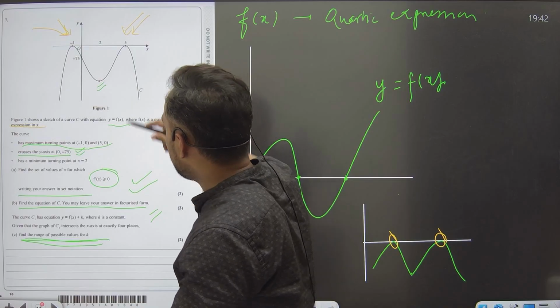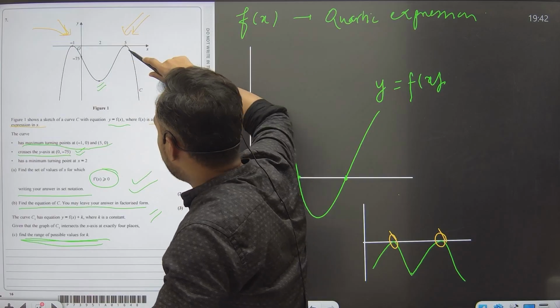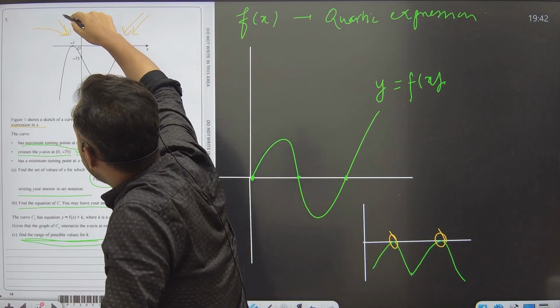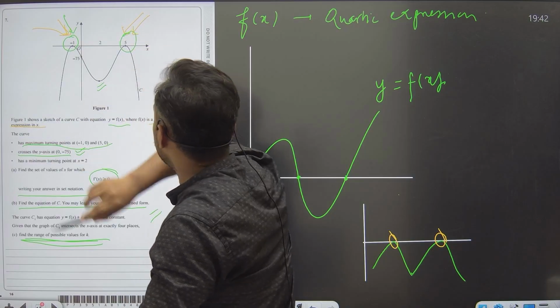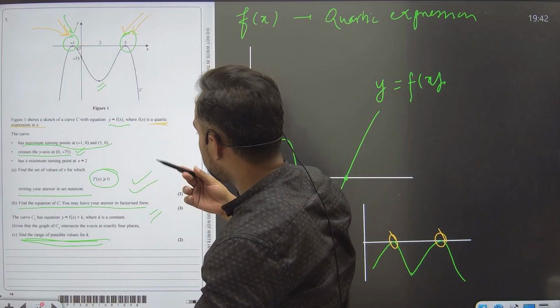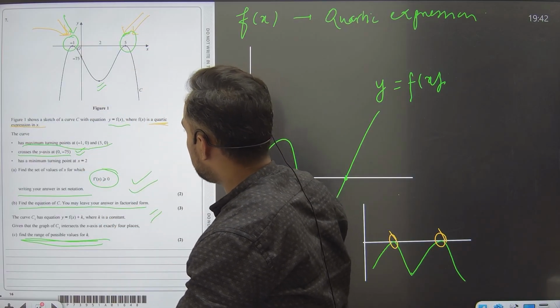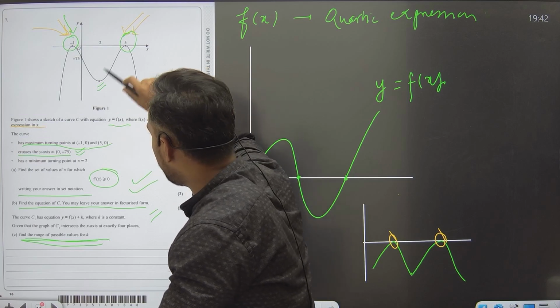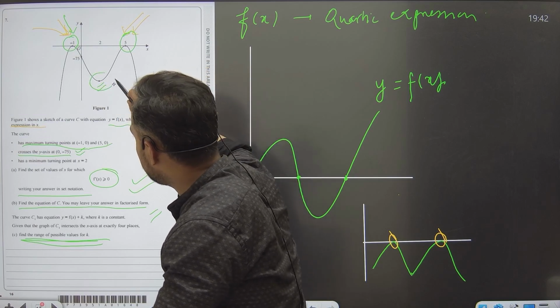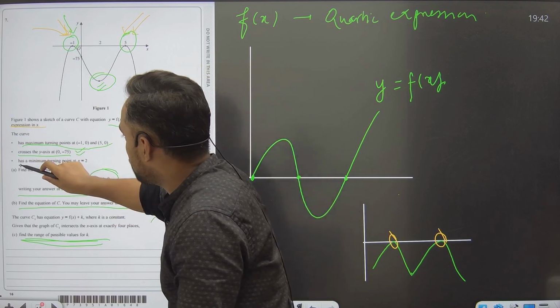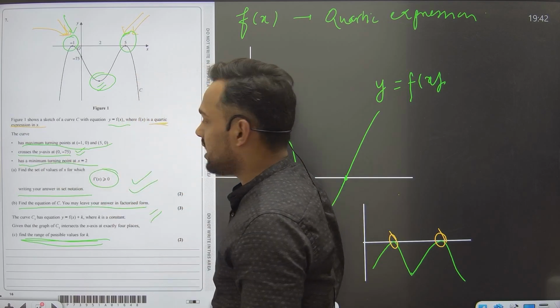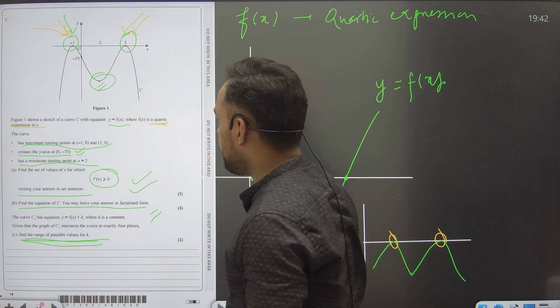Okay, from here if you see, the maximum point is at negative 1 comma 0 and 5 comma 0. Now if I ask what the minimum point of this graph will be, it is also given that it is 2 comma 0, because in the question it is mentioned that it has a maximum turning point at x equals 2.